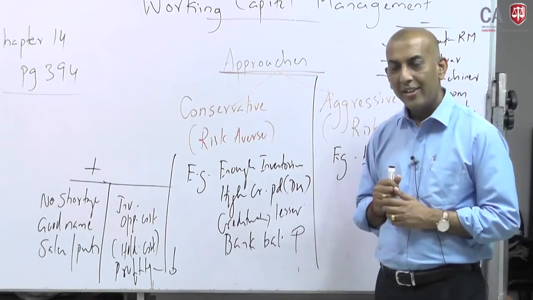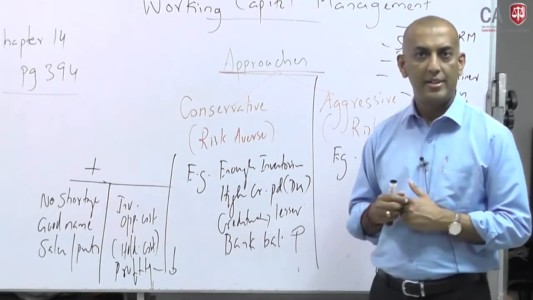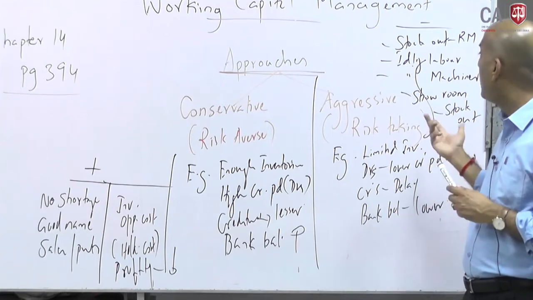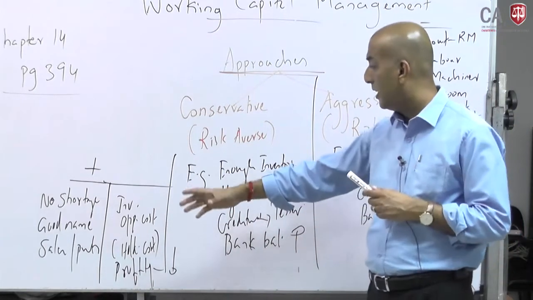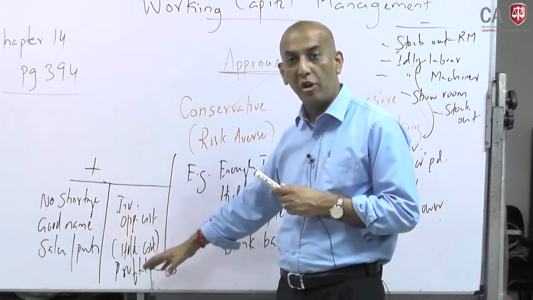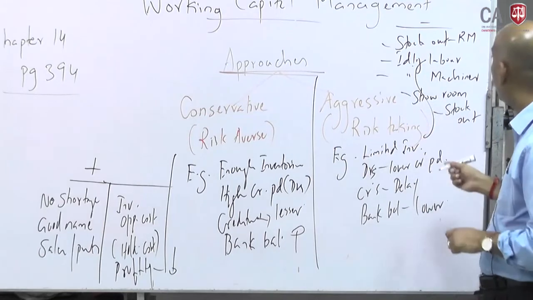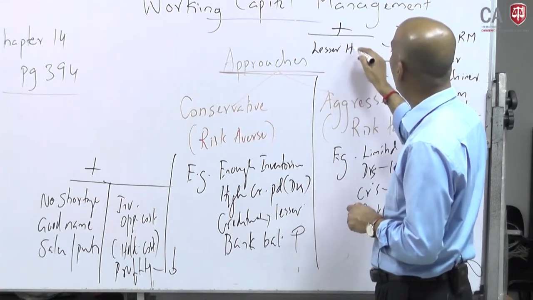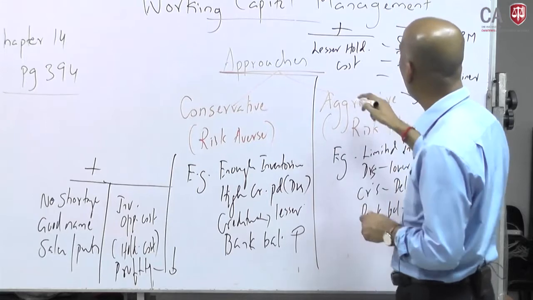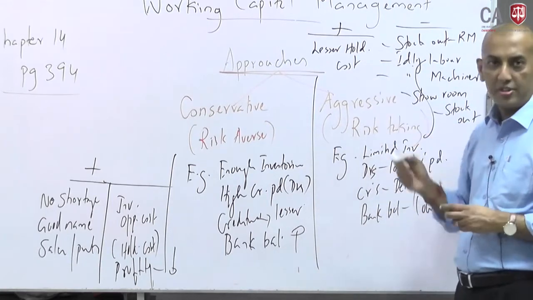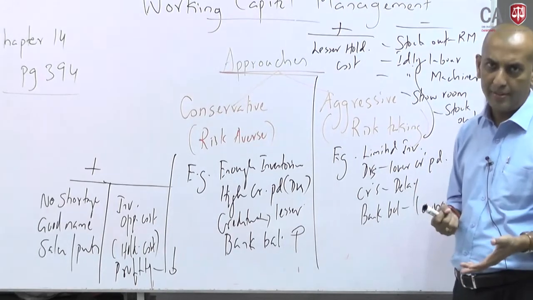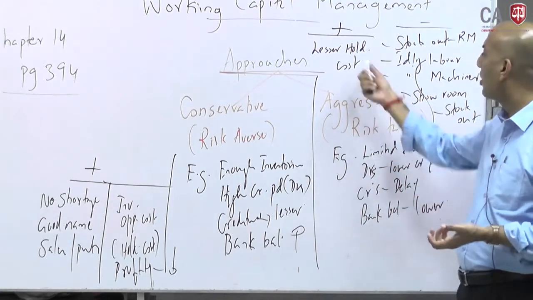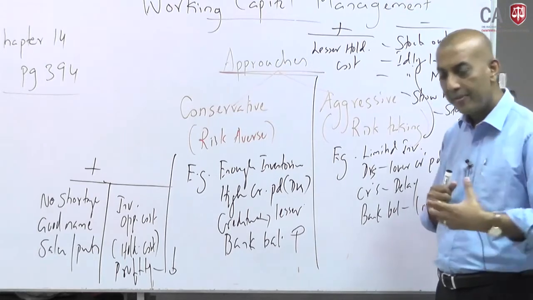But to be honest, there are people who like to take risk, because they will be able to save money. Right? As I mentioned here, the negative of the conservative approach is the holding cost. But in the aggressive approach, the main positive is lesser holding cost. Why? You don't invest much in your working capital. You reduce your investment in working capital. That is the aggressive approach. So by doing that, your holding cost is saved. The positive side is that holding cost is saved.